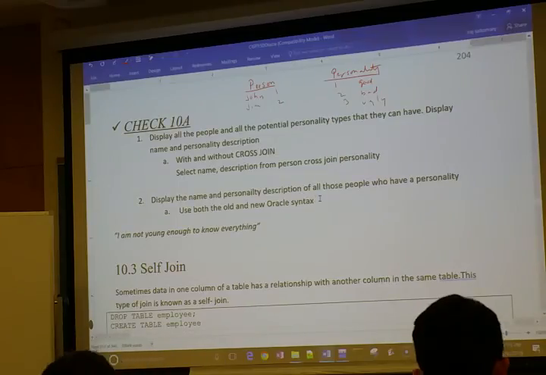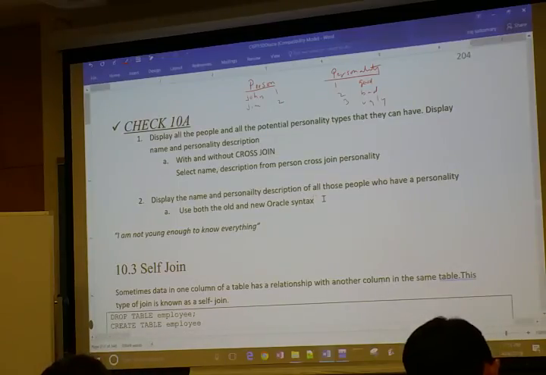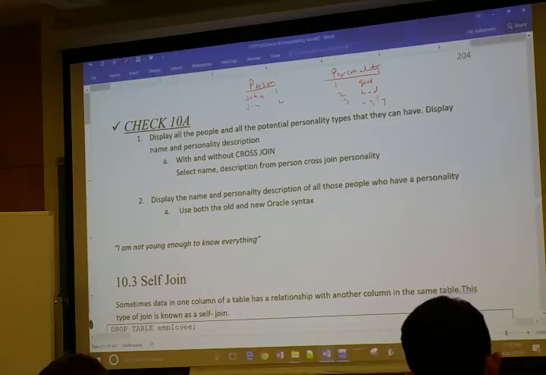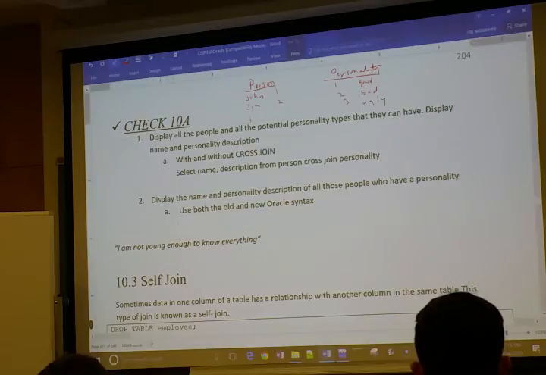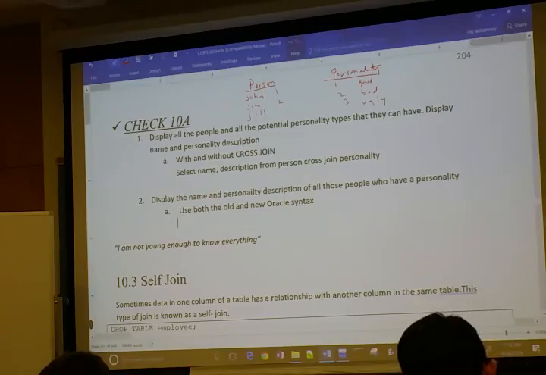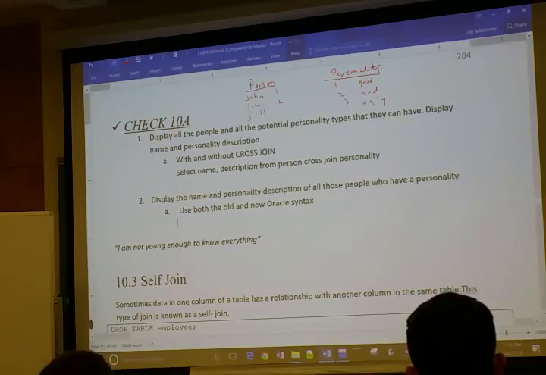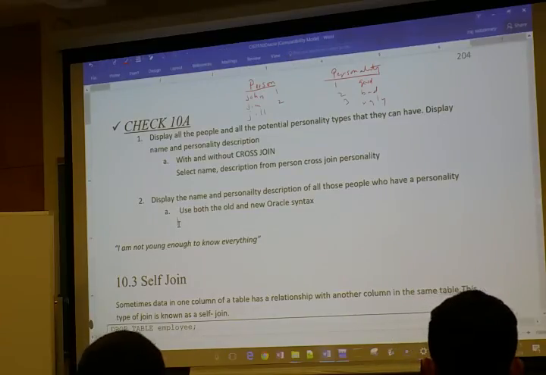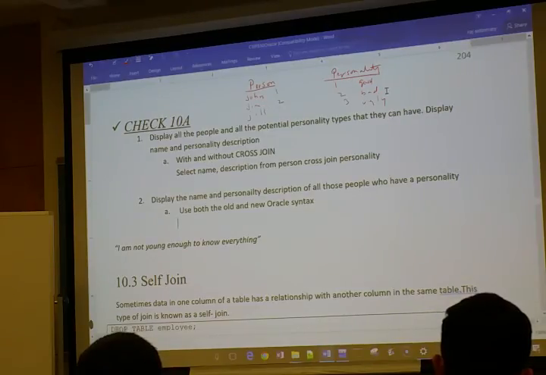Okay, what about this one? Display the name and personality description of all those people who have a personality. So what do you think? Let's go ahead and add this other person here as well, Jim. So display the name and the personality description of all the people who have a personality. So what do I put here? This would be John is good and Jim is bad.